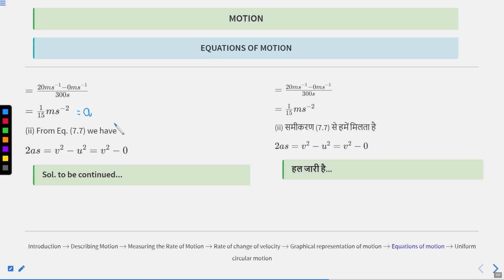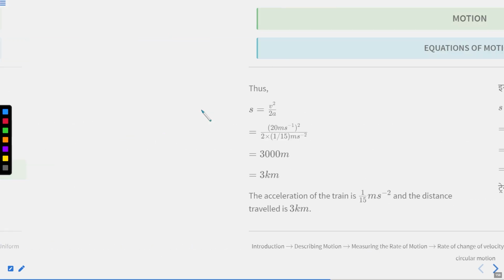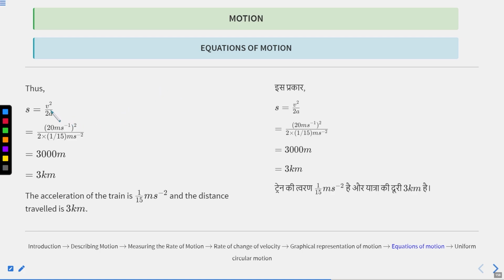1 by 15. And here I am showing you how to calculate displacement using the third equation of motion, which is v square equals u square plus 2as. u is 0, v is 20, we have to calculate s, and a is 1 by 15. So the distance we find out is 3 kilometer, and acceleration is 1 by 15 meter per second square.